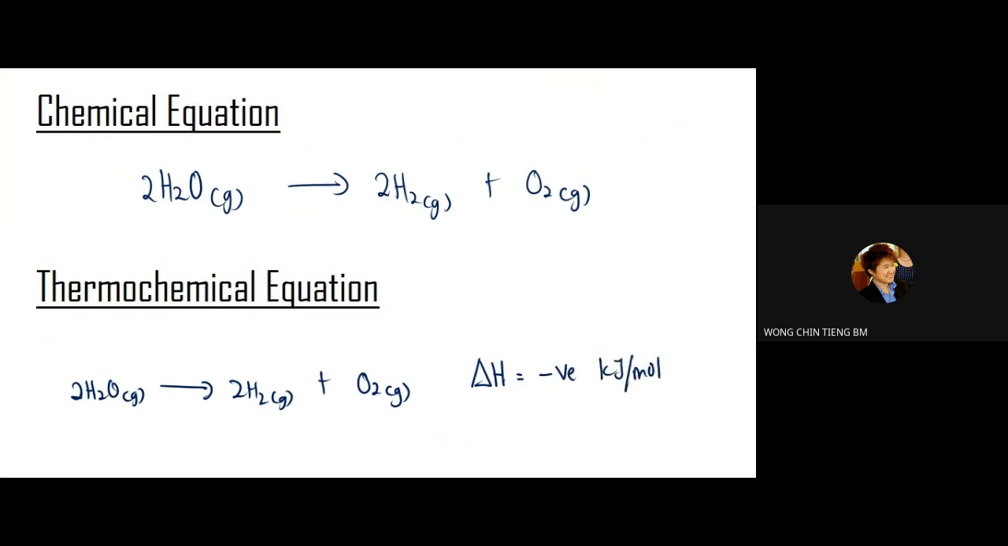Kalau soalan tu minta kamu tulis thermochemical equation sebagai soalan pertama. First question, thermochemical equation. Tak kira lagi pun, tak ada delta H. So, kamu nak letak apa? Delta H negative or positive like what I write. Thermochemical equation, kamu mesti kena ada indication of the delta H.